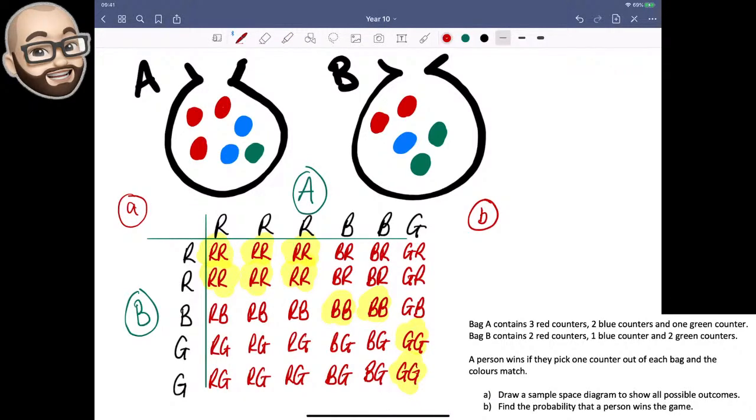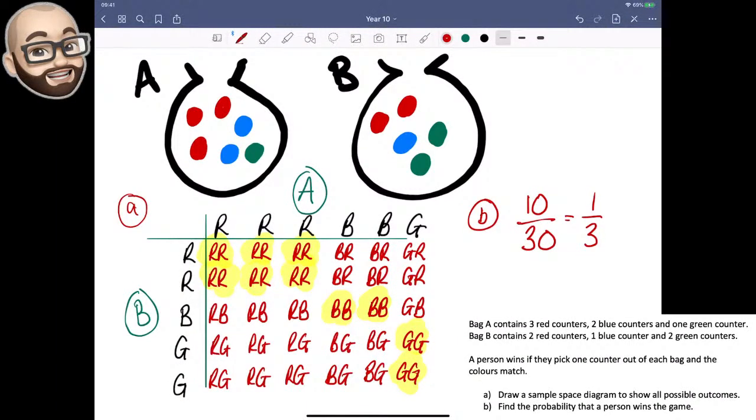So we have got 10 possible combinations where we could win out of 30 different combinations altogether. So that gives us, if we were to simplify it, a 1 in 3 chance of actually winning the game. So even though it looked quite like it was going to be a likely outcome of picking two of the same colour, one from bag A and one from bag B, it's actually only a 1 in 3 chance of winning this particular game.